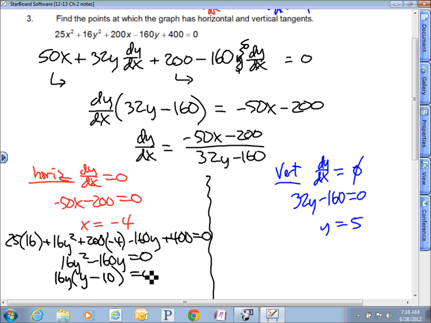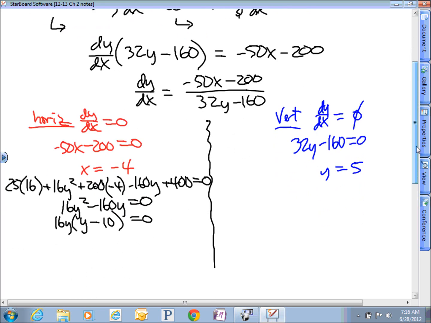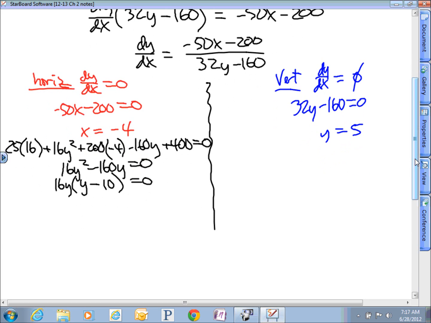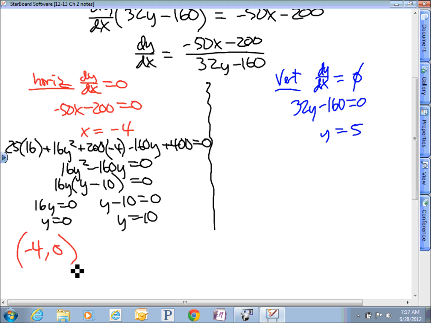So what I have for horizontal tangents, they're going to happen at the point, it looks like y is going to end up being equal to 0. Sorry. It's like 16y equals 0, y equals 0, y minus 10 is equal to 0, y equals 10. So I have horizontal tangents at the points negative 4, 0, and negative 4, 10. So there's my two horizontal tangents.